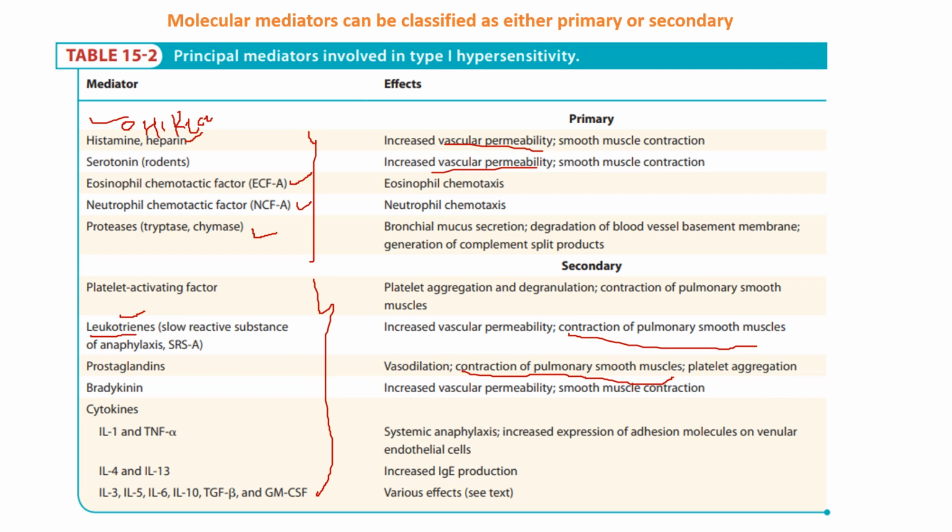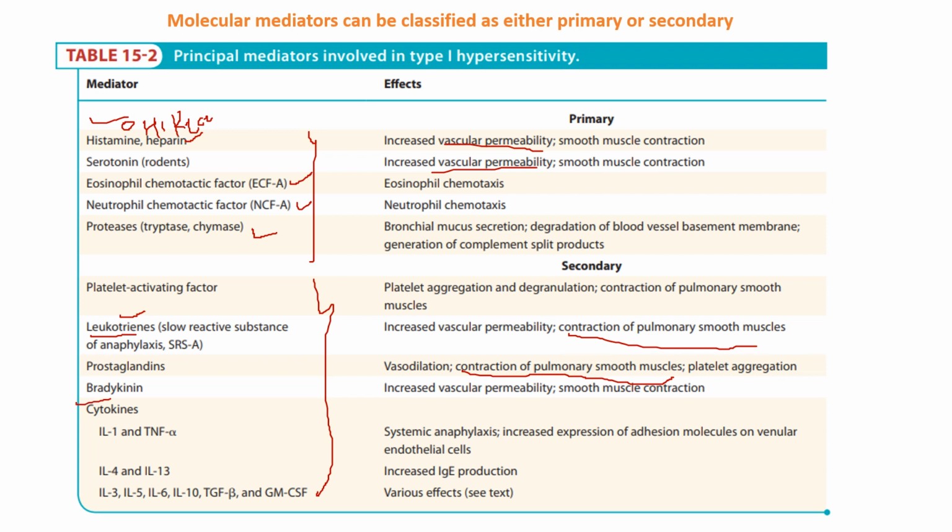Bradykinins increase vascular permeability and smooth muscle contraction, and cause vasodilation. Prostaglandins also cause vasodilation. Platelet activating factor causes platelet aggregation and degranulation, and contraction of pulmonary smooth muscles. Now we talk about the cytokines.